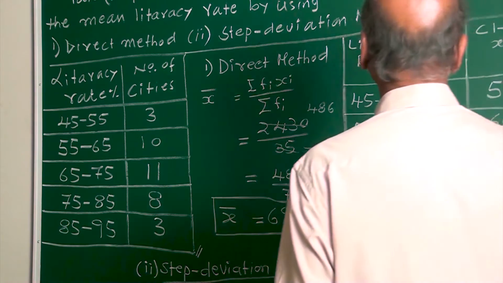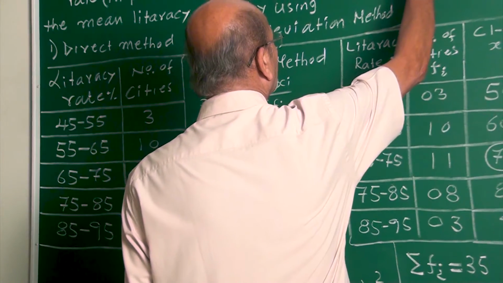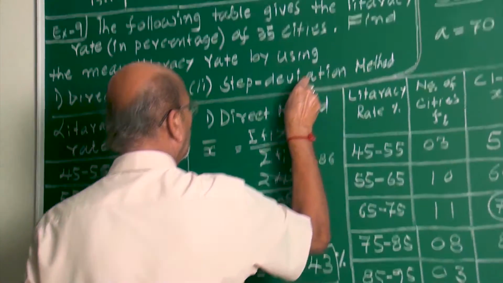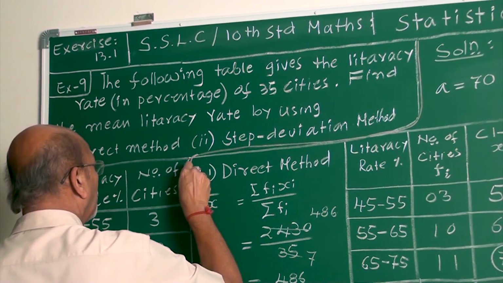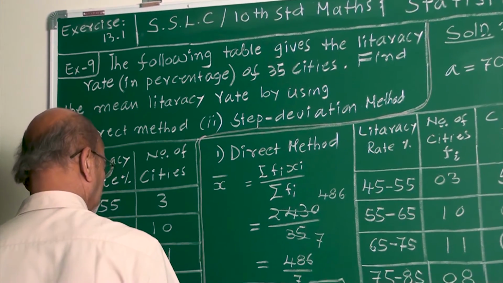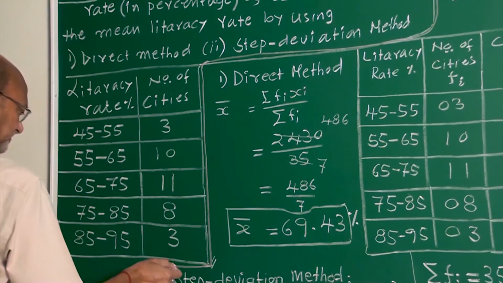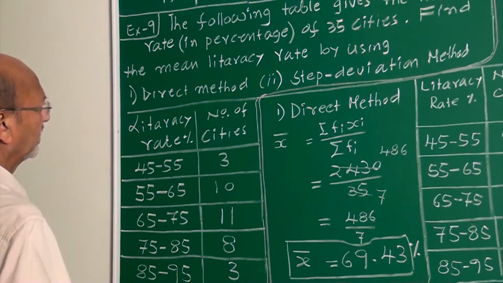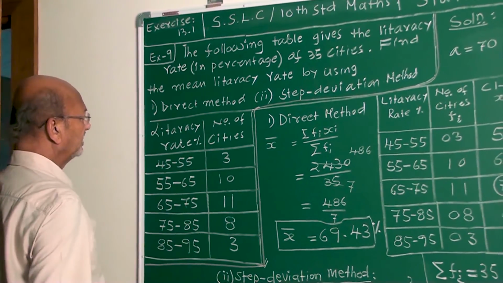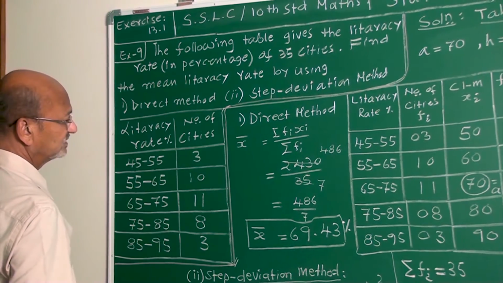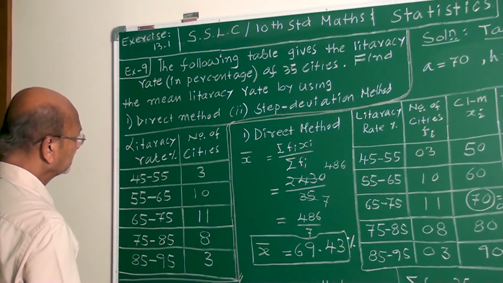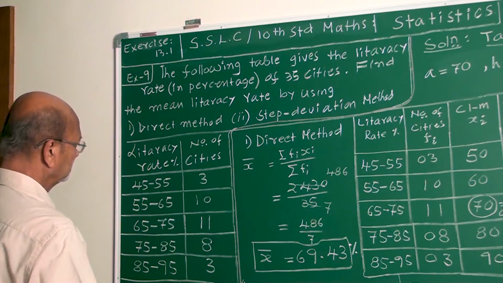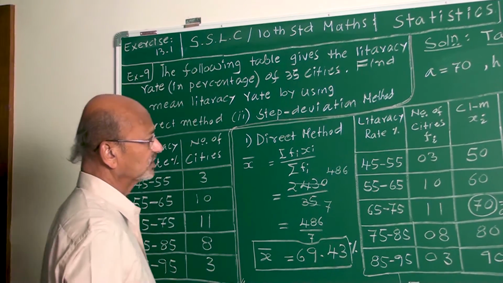This red borderline is the example. It's example number 9, exercise 13.1, maybe the last example in that exercise. Now, for this, the solution.